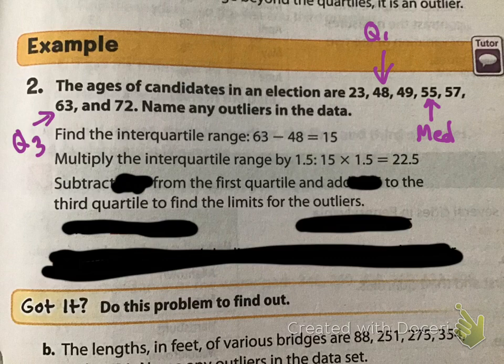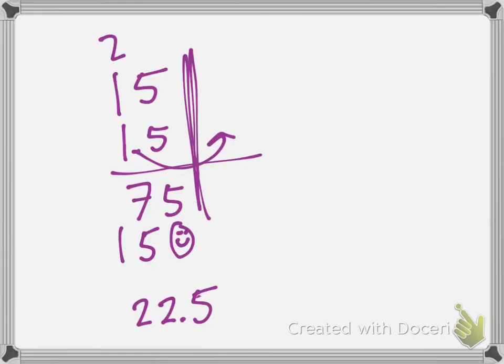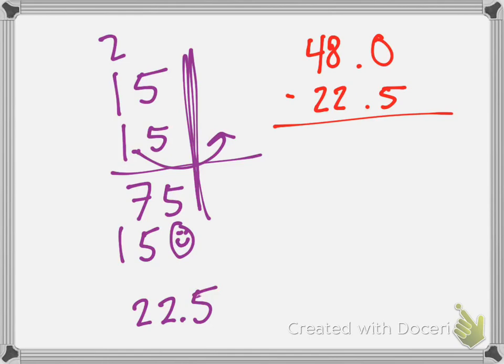So then we're going to subtract 22 and 5/10 from the first quartile, and we're going to add 22 and 5/10 to the third quartile. So if we looked at this, our first quartile number as we had it before was 48. So 48 minus 22.5, 22 and 5/10. Now we line up our decimals when adding and subtracting. So here we have to do some borrowing. 7, 10, 5, 5, 2. So 25.5.